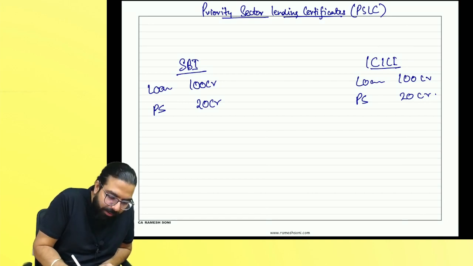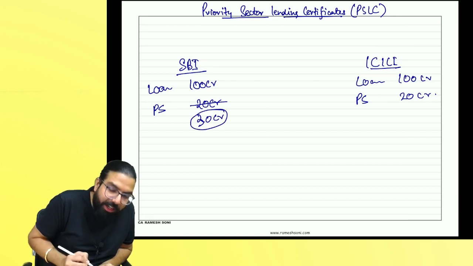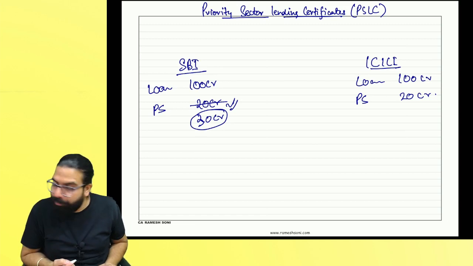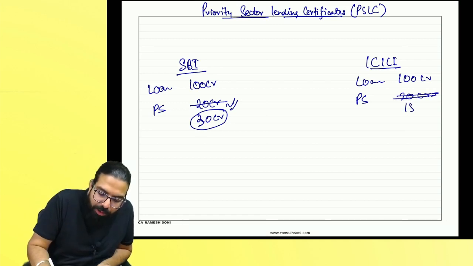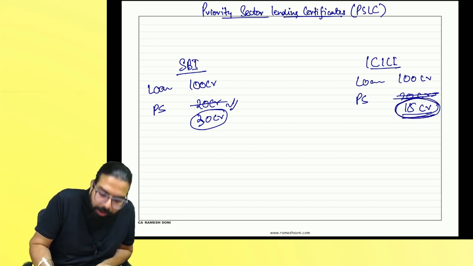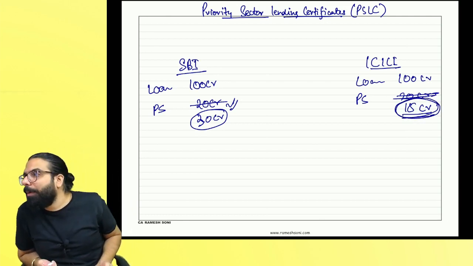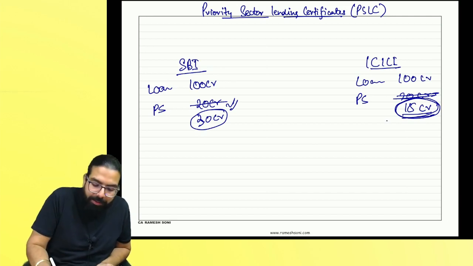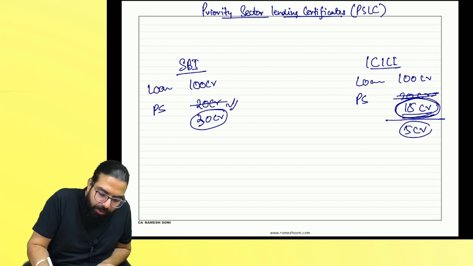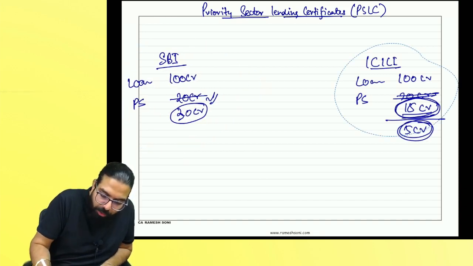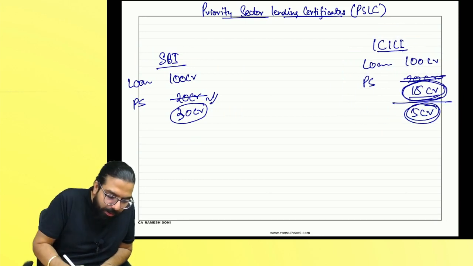So you know how much he has given? Actually, he gave 30 crore of loan to the priority sector. And here, you know how much they gave? Only 15 crore. Have they met the RBI norm of giving 20% to the priority sector? They should have given 20 crore. How much have they given? 15 crore. It means how much is the shortfall? Here, who has excess? Who has shortfall?